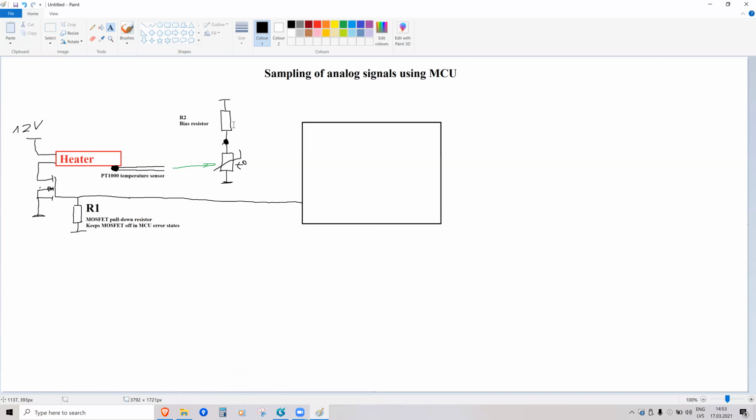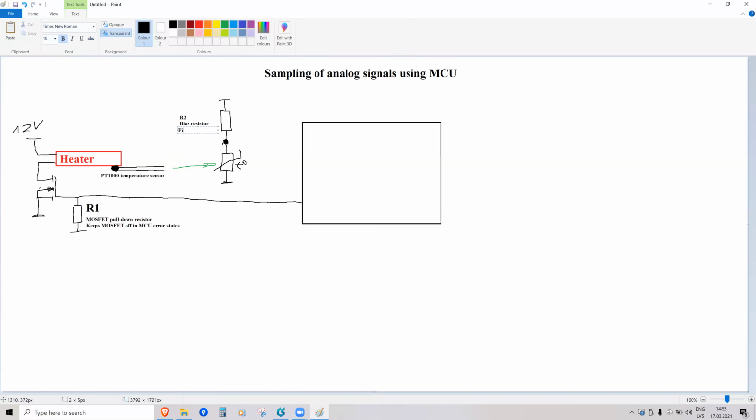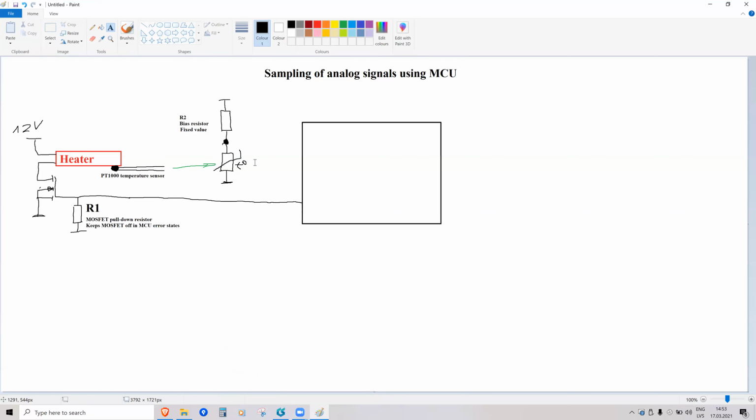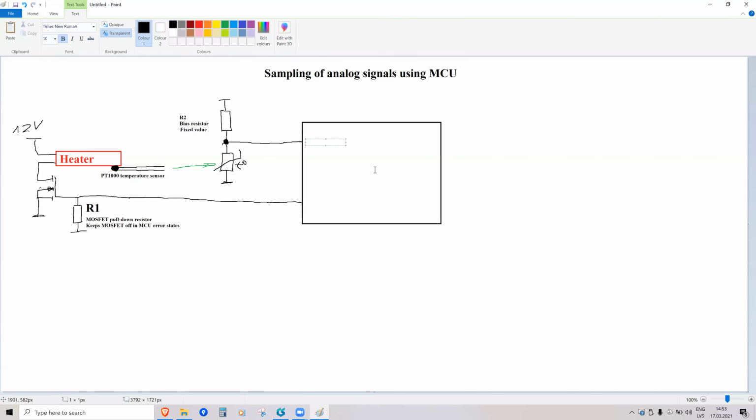But now one resistor is fixed, and the other one changes, so this midpoint will go up or down. So this thing would connect to the microcontroller's analog input. I'll just write it as analog in.